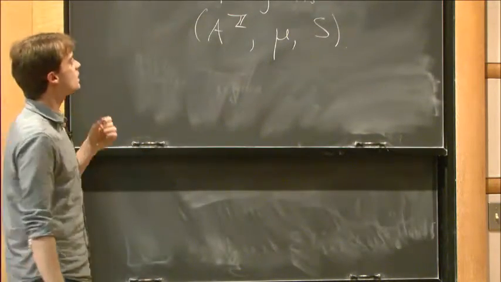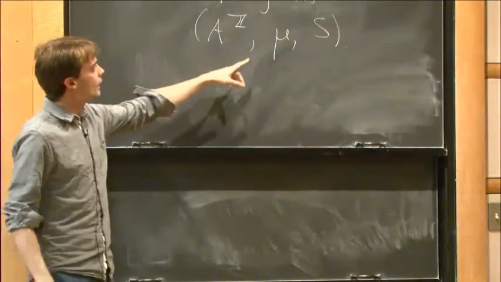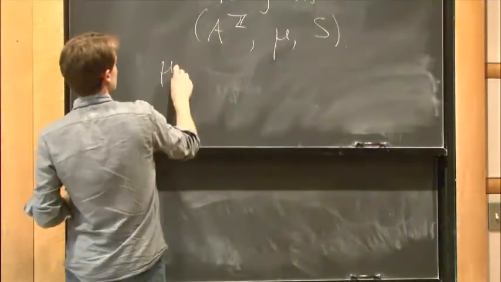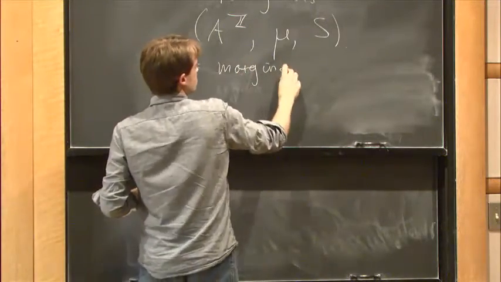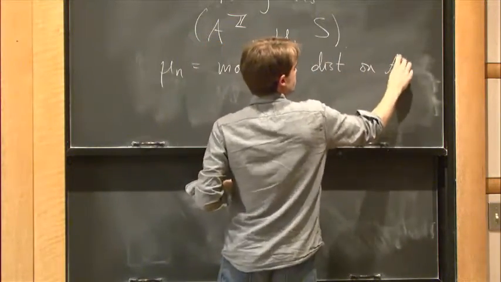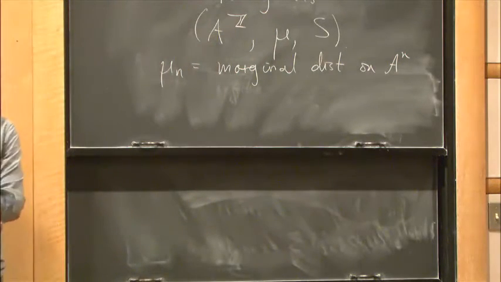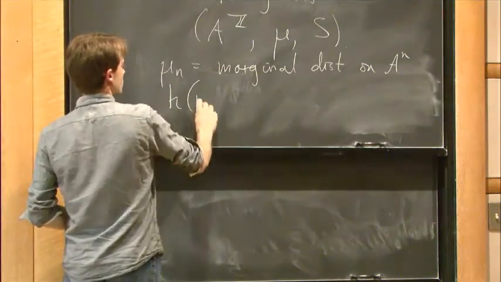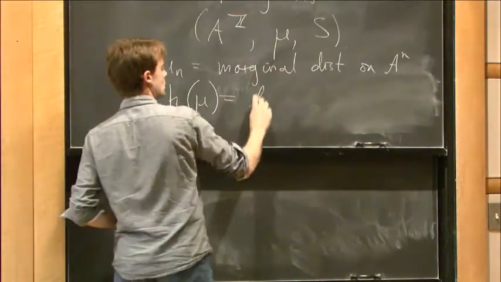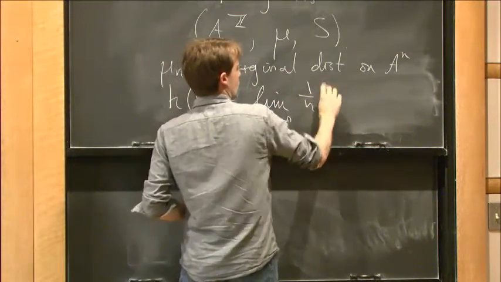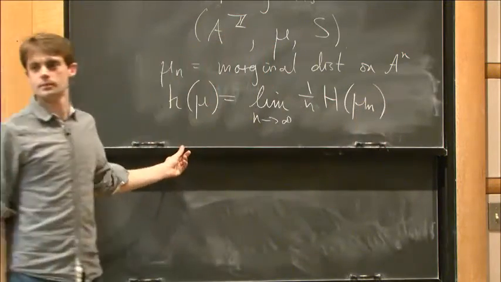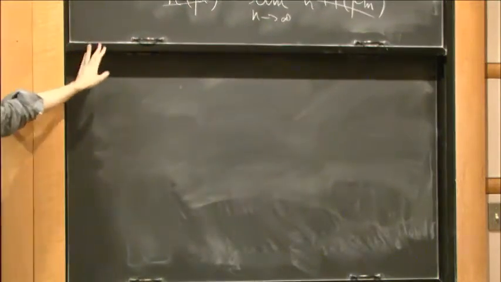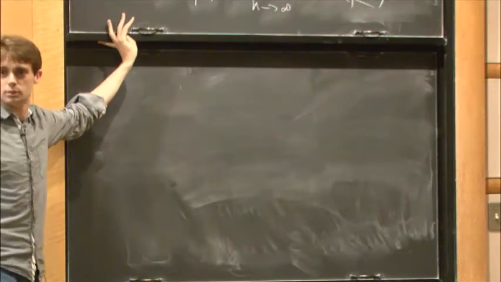Having done that, for each n, I can look at the marginal distribution of mu on strings of length n, say coordinates 1 up to n. That's now a probability measure on a finite set. And now the entropy will be some quantity that characterizes this. So the formula that you have very likely seen before is that the entropy of mu is the limit of the normalized entropies of the mu n's. That's very standard. I want you to forget that for now. Well, don't forget it, but don't focus on it. What I'm going to do is state a theorem that actually tells you what this entropy means geometrically.